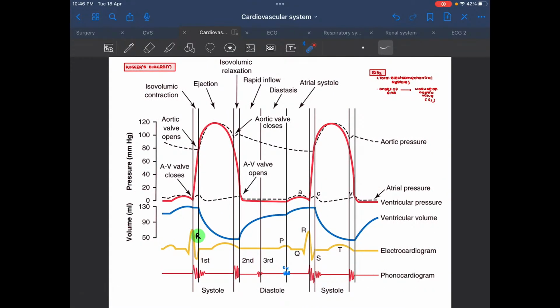ये पूरे diagram को we call it as the Wiggers diagram. जहाँ पे हम बहुत सारी चीजों को compare कर रहे हैं. We are comparing the aorta का pressure. So this is the aortic waveform I would say. This is your ventricle का pressure. We are comparing the ventricular pressure. ठीक है. We are comparing the atrial pressure. We are comparing the ventricular volume as well. ठीक है. And we are comparing the electrocardiogram and phonocardiogram. ठीक है. So इस पूरे portion को we call it as the Wiggers diagram.